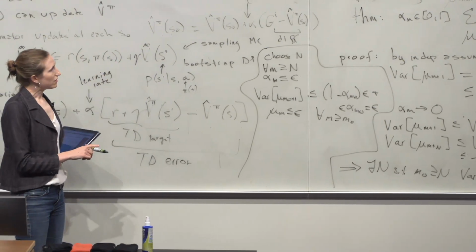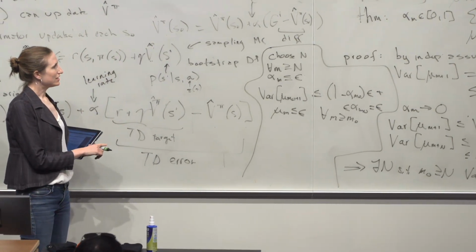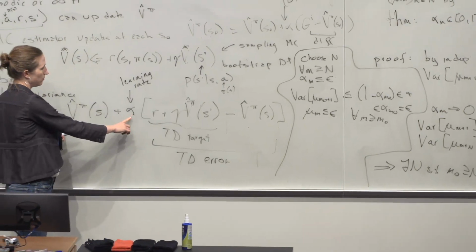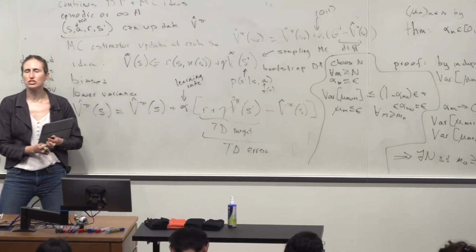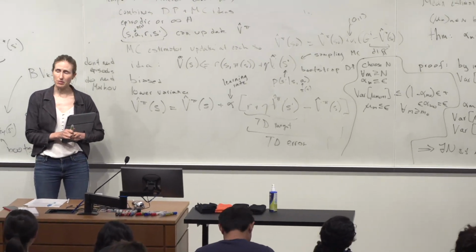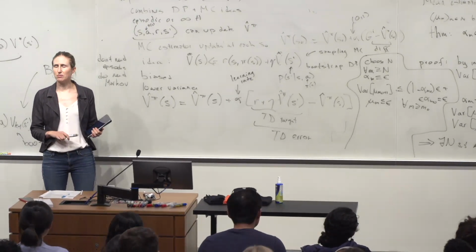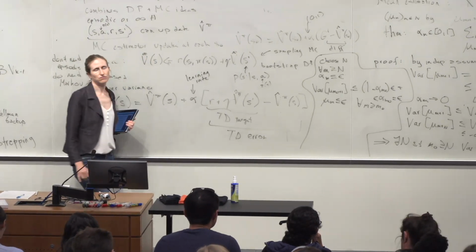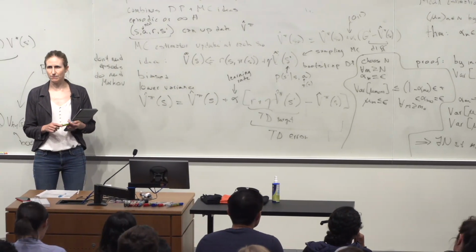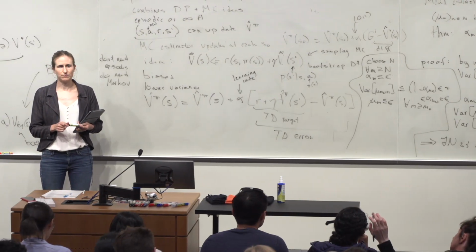So the reason that I thought it was useful to go through all of that is that it basically tells us something about why we're going to pick particular learning rates here. It's saying that if we pick learning rates such that if we sum them up, they go to infinity, and if we sum up their squares, they go to 0, then we're going to be guaranteed that this is going to converge to the true value function of pi by doing this TD approximation.